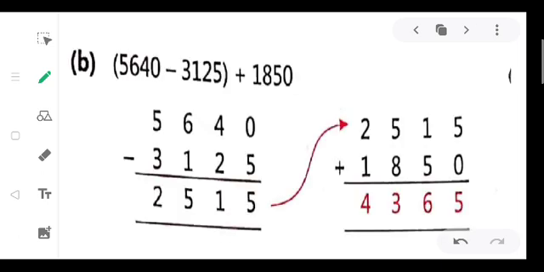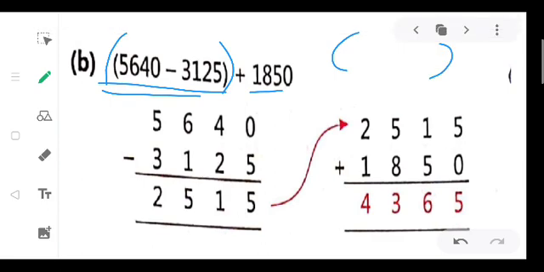With one more example I am going to explain to you. 5640 minus (3125 plus 1150). Students, see, when the numerals are given in brackets or in a group, if there are numbers enclosed in brackets, we solve them first. These are called brackets. So if the numerals are given in brackets, firstly we solve them.